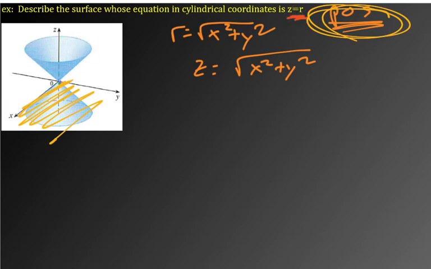And you can also think of it as, if you think of z equals x squared plus y squared, and then imagine what happens when you square root, you just get the positive part. So that's another way to think of it.